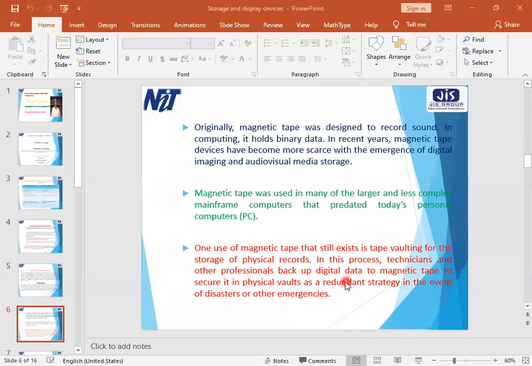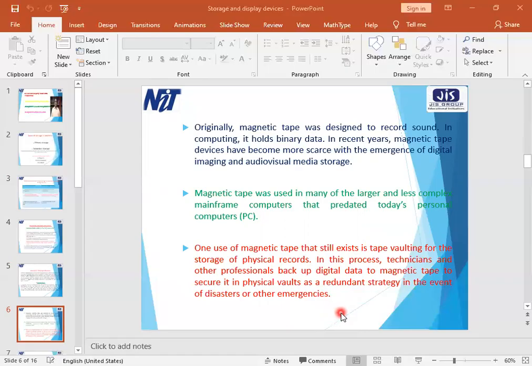Originally, magnetic tape was designed to record sound. In computing, it holds binary data in terms of 0 or 1. Magnetic tape was used in many of the larger and less complex mainframe computers that predated today's personal computers.